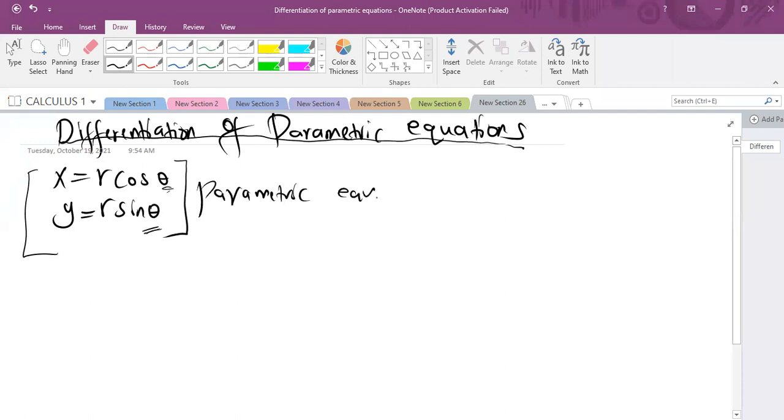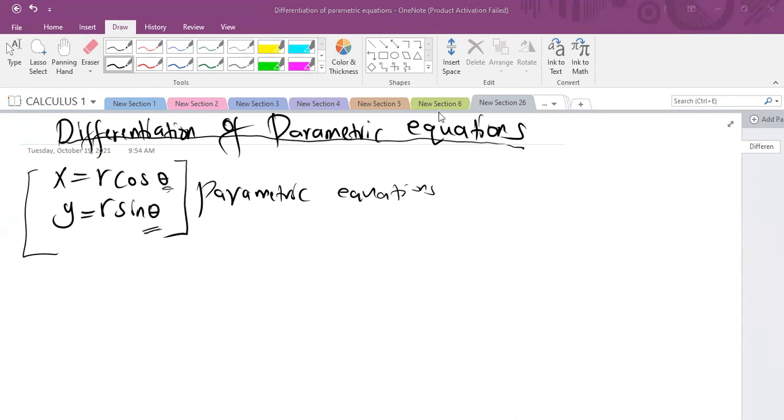Now, these types of expressions are what we call parametric equations. Some examples of parametric equations are the equations of ellipses, parabolas, hyperbolas, and so on. You find that the x and y are always being expressed in terms of another third variable. So those equations are called parametric equations.